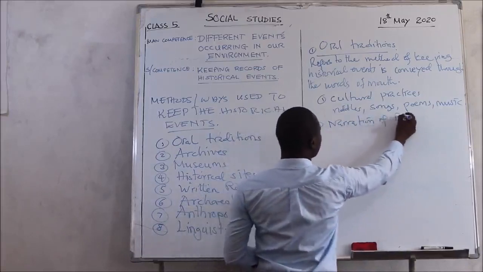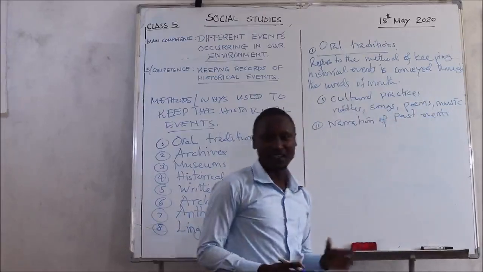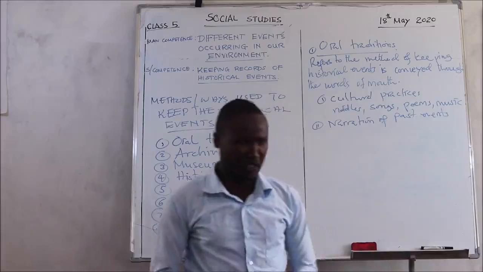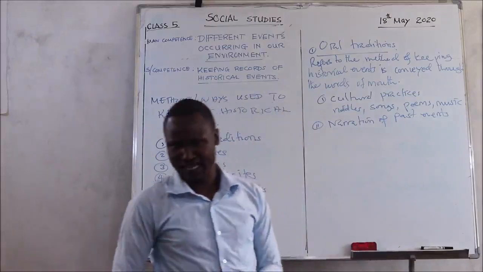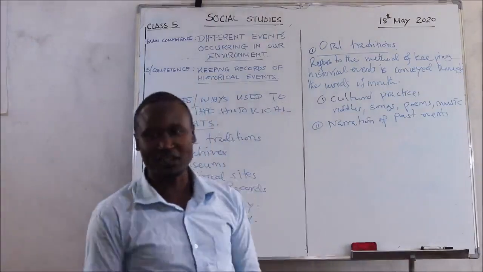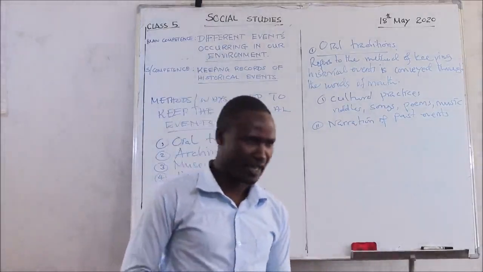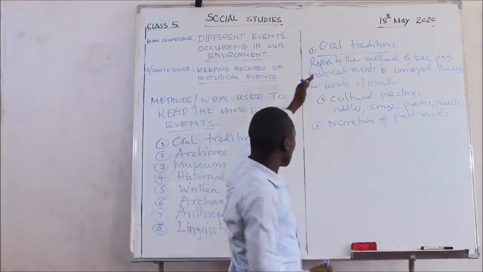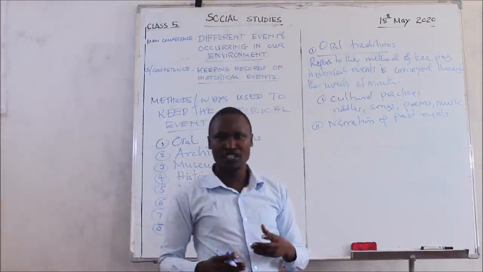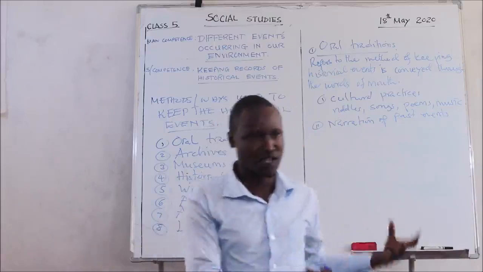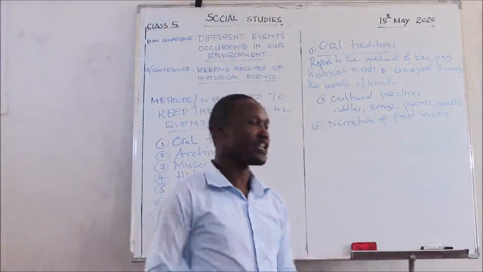Narration of past events. Normally narration of past events in our society can be done by anyone in our society. But concerning the past events, this is obviously conveyed by the elders, who can narrate a past story about a certain event such as death, war, or any events. That is the oral tradition method. So one can keep the history through the word of mouth, through talking. The way I'm talking here, I'm just narrating to you some concepts related to historical events. So this is oral tradition.